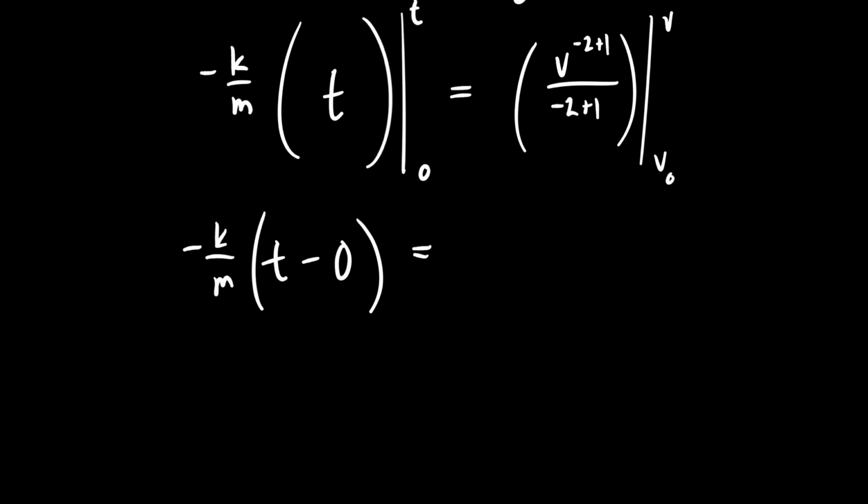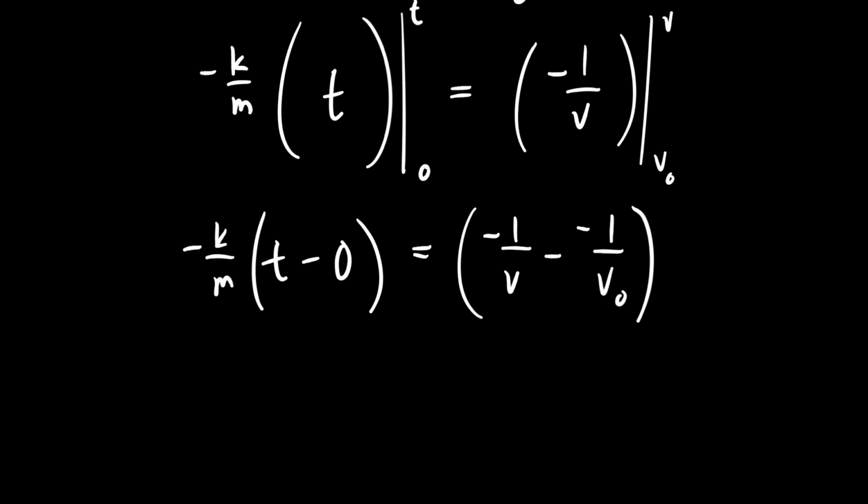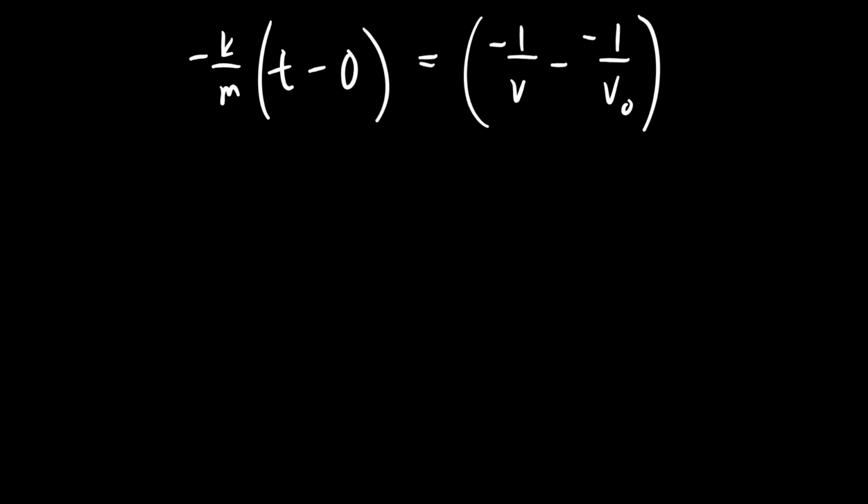Let's see. The other one, though, that's -1 over v, right? Because the denominator is -1 and the exponent's -1. So this whole thing is -1 over v. All righty. Put in my top boundary, -1 over v. Subtract and put in my bottom boundary, -1 over v naught. There you go. Well, that was it. That's your answer. However, I would not accept that answer.